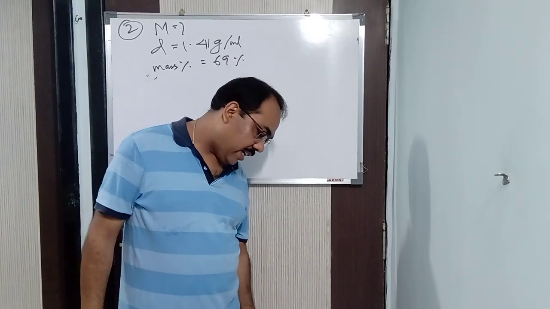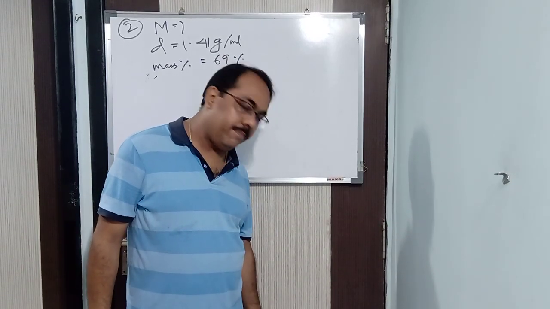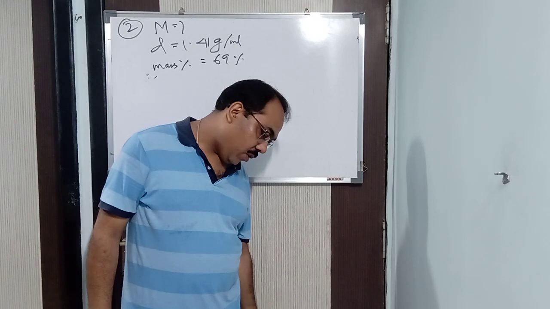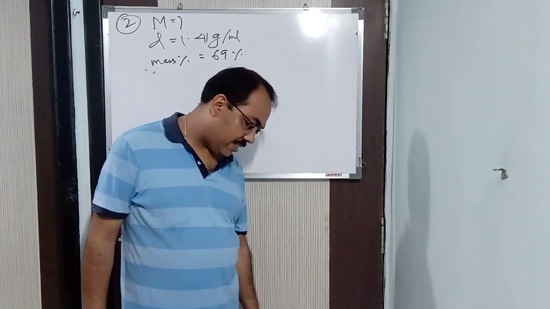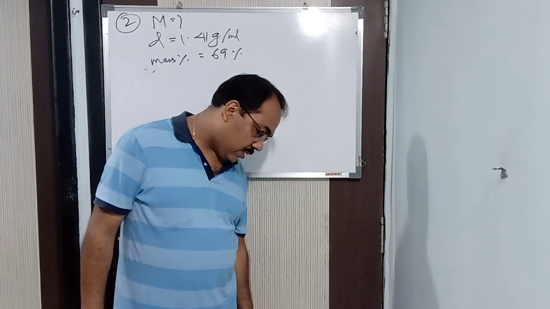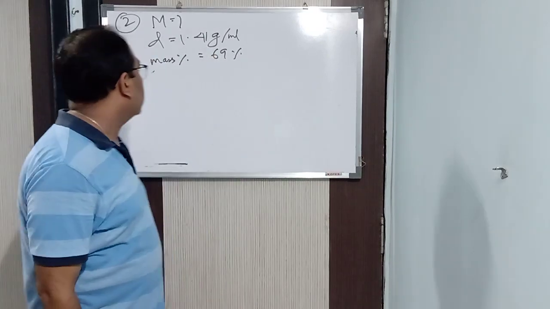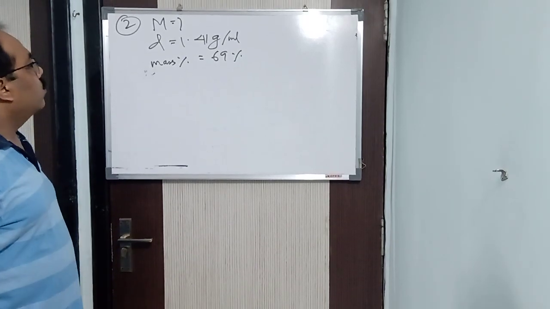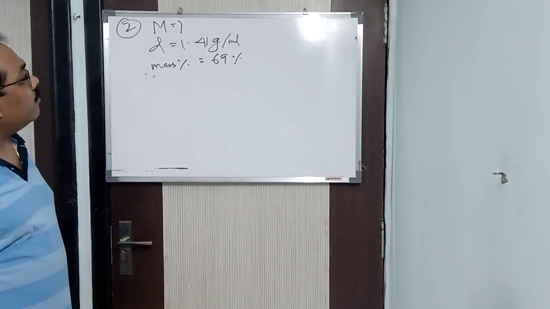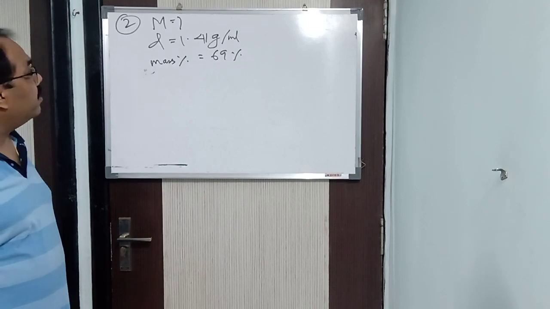Calculate the concentration of nitric acid in moles per liter in a sample which has a density 1.41 gram per ml and the mass percent of nitric acid in it being 69%. Alright, the question is in front of you. I have written it already. So now, tell me children, which formula am I going to use to calculate the molarity?